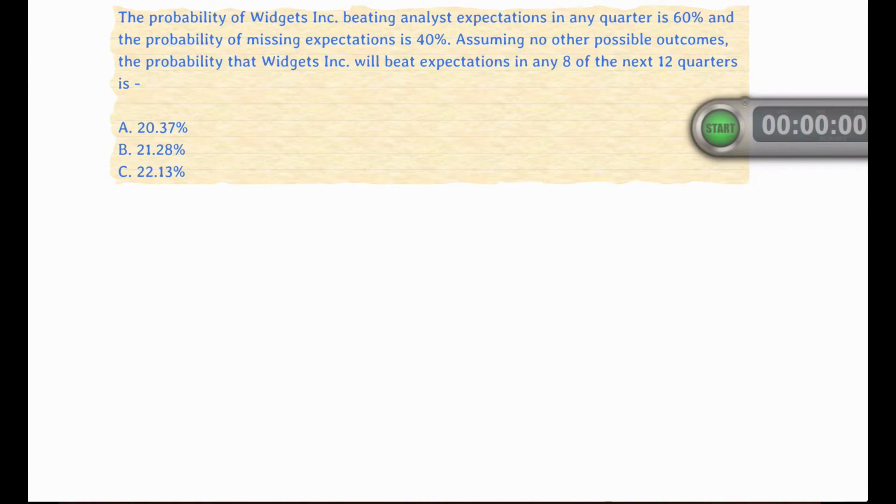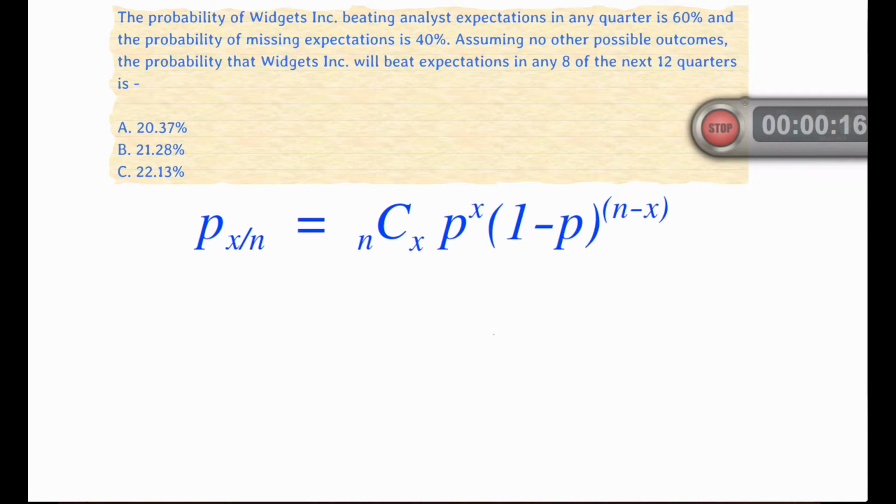So here we're given the probability of a beating expectations outcome is 60% and that of missing is 40%. Now the outcome is a discrete random variable. The outcome is also a binomial variable. So what we're dealing with is a Bernoulli random variable, and hence we apply the binomial probability function, which defines the probability of x successes in n trials.